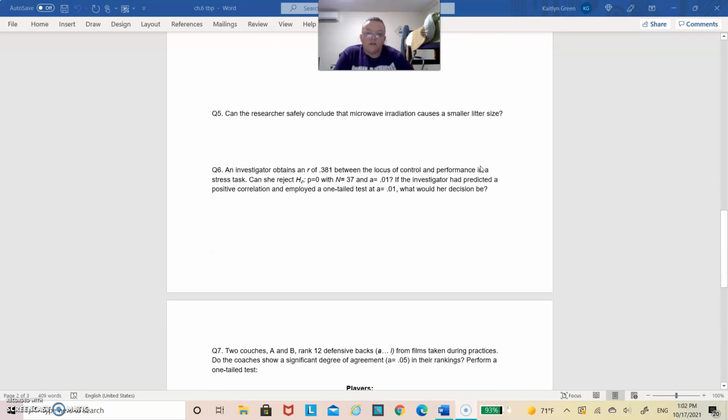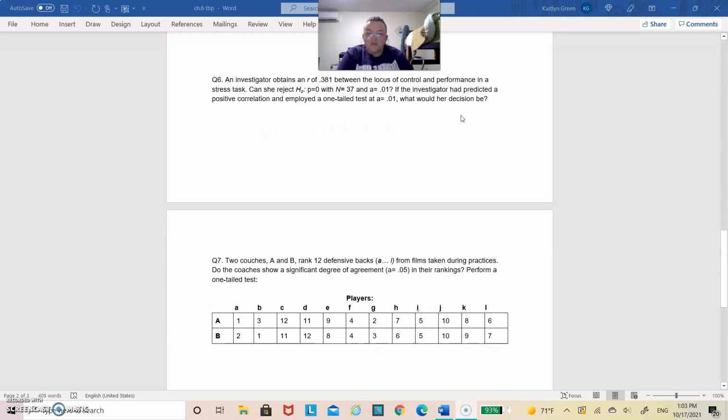So we kind of already knew that, but this just went ahead and set it in stone. And then question 5 says, can the researcher safely conclude that the microwave irradiation causes smaller litter sizes? This is a very easy mistake to make because looking at all the data that we've found, it is very easy to argue that he could conclude that the irradiation will cause a smaller litter size. However, a big rule is that correlation does not equal causation, and causation does not equal correlation. So while he could say it, it would not be true, and so the answer is no, because correlation does not equal causation.